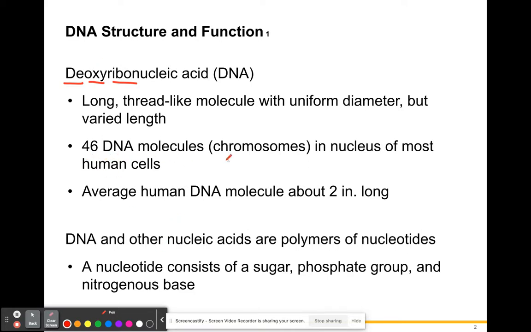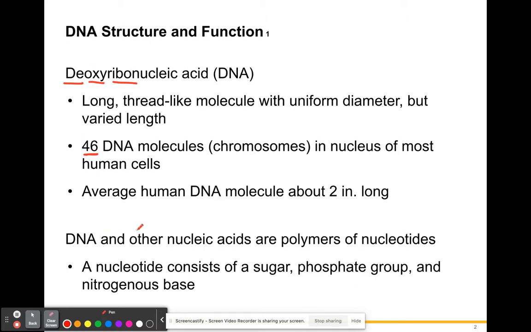46 DNA molecules, or chromosomes, is what is found in human cells. Human cells have 46 chromosomes. Other organisms have more. Some organisms have less. Bacteria only has one chromosome. Starfish might have a different number. Rabbits might have a different number. Algae, fungus, they all have different numbers of chromosomes. That's kind of what makes organisms unique. It's the amount of chromosomes they have, plus the arrangement of the letters in those chromosomes. The average human DNA molecule is about 2 inches long.